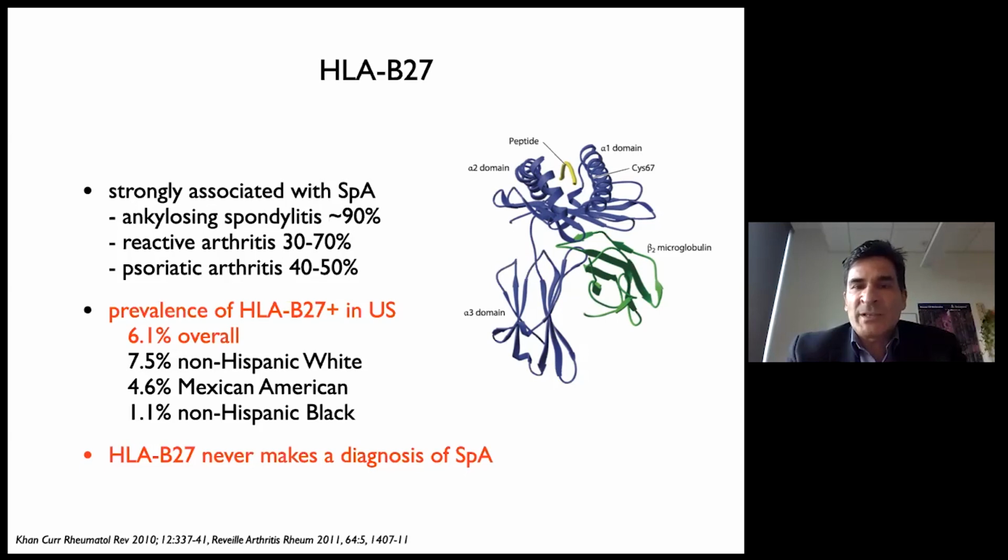So HLA-B27, although it is very strongly associated with spondyloarthritis, in particular with ankylosing spondylitis, it never makes a diagnosis. It can only be supportive of a diagnosis of spondyloarthritis.